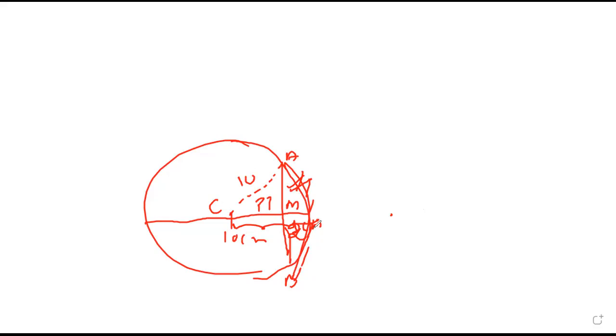Tell me fast, what is the C to M distance? 10. No, 8, because from here to here is 10, the radius. So 8. So what about this one then? By Pythagoras theorem, this will become 6. 8, 6, 10. 6 and 6 will become 12. This is the diameter.